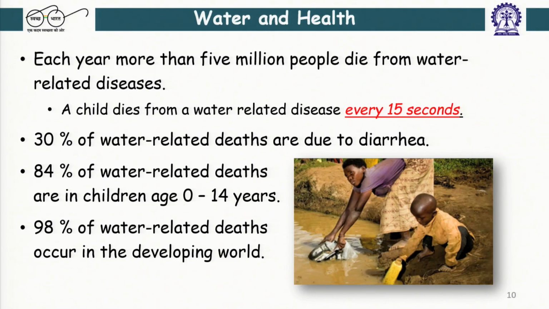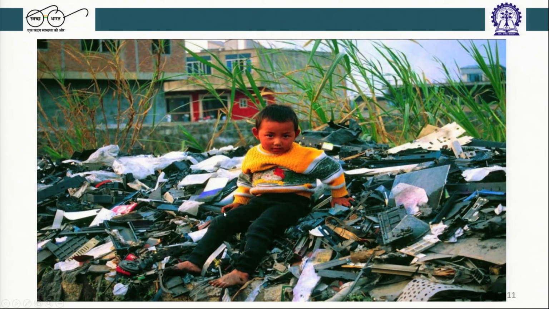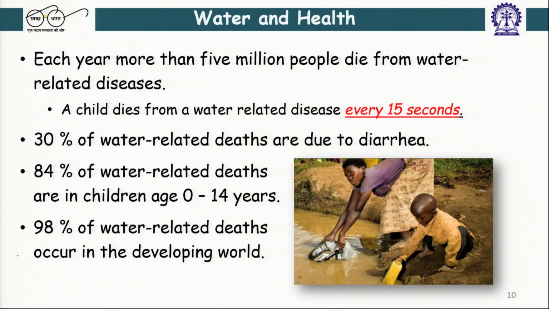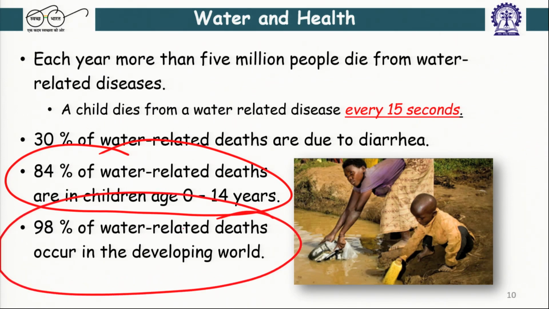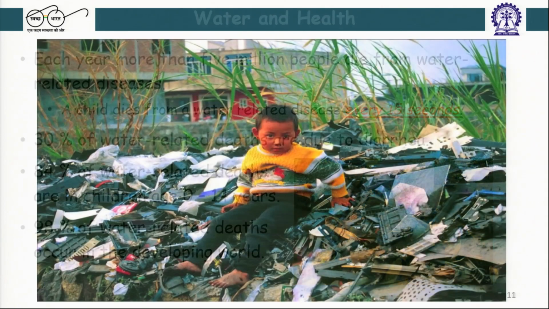If you look at some more data, more than 5 million people die from water-related disease. A child dies from water-related disease every 15 seconds. 30% of water-related deaths are due to diarrhea. 84% of water-related deaths are in the lower age group, as you see over there. Let me get my pen here. So 84% is in the lower age group, and 98% is happening in the developing world. So there are many issues in terms of water.